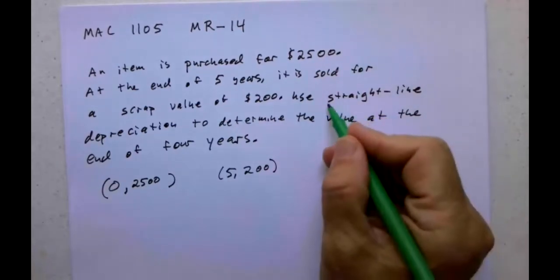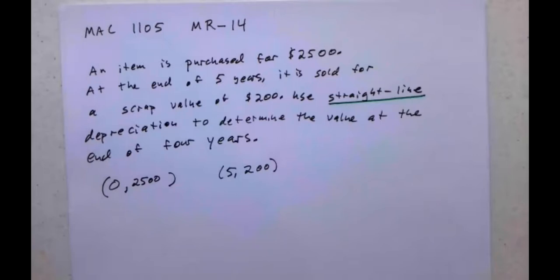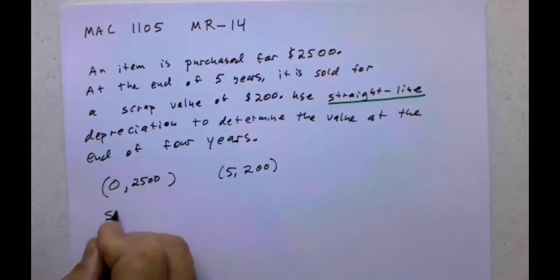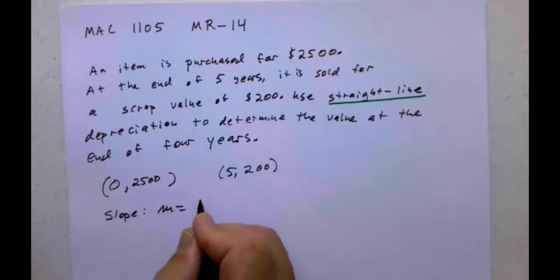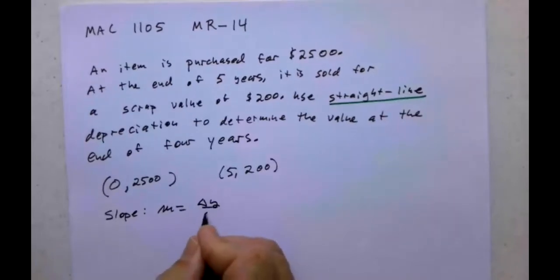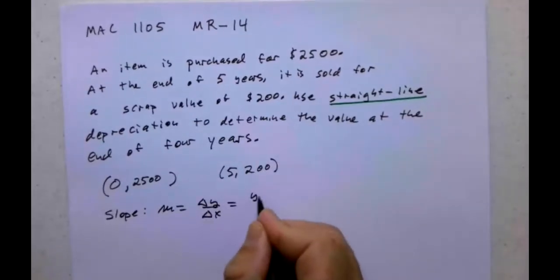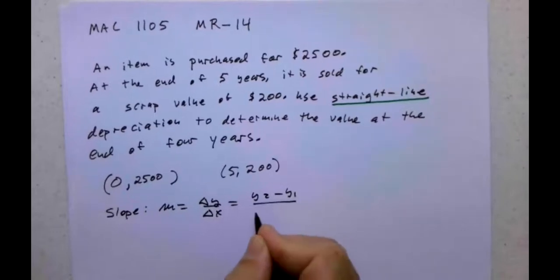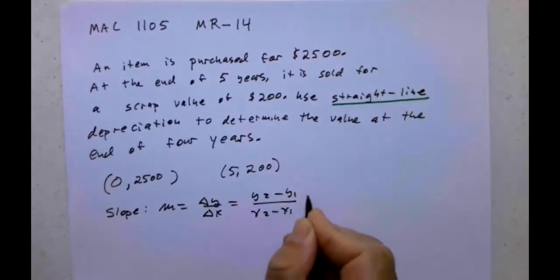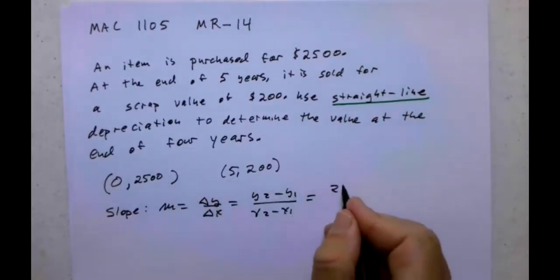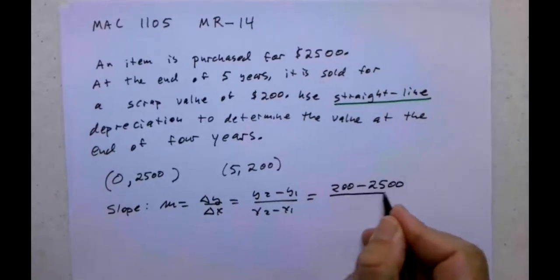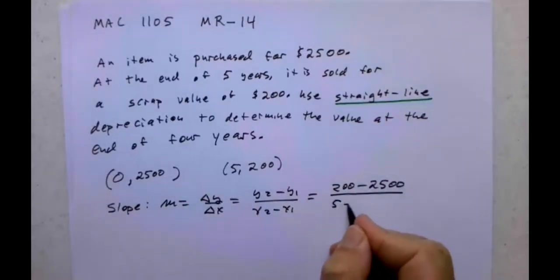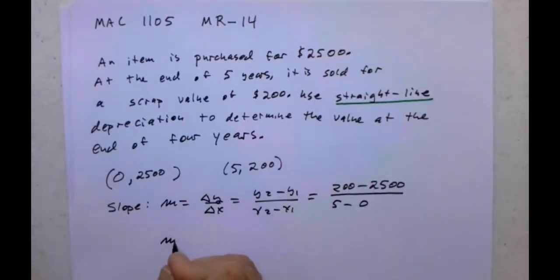This question is saying straight line depreciation. Therefore, we are going to use a linear function to model this. So I need the slope. Slope is, I like to think of change in y over change in x. Most students prefer to think y2 minus y1 over x2 minus x1: 200 minus 2,500 over 5 minus 0.